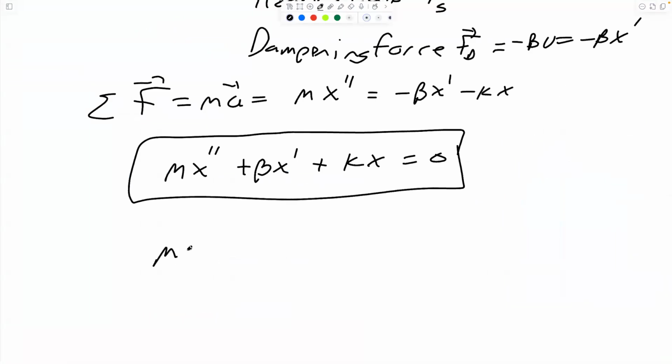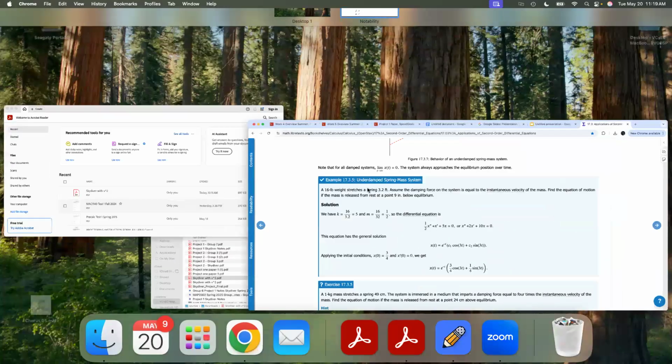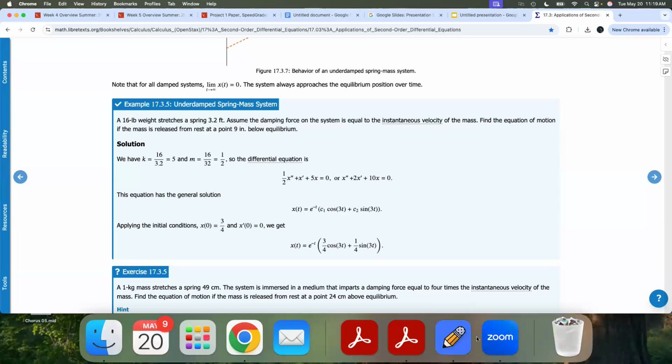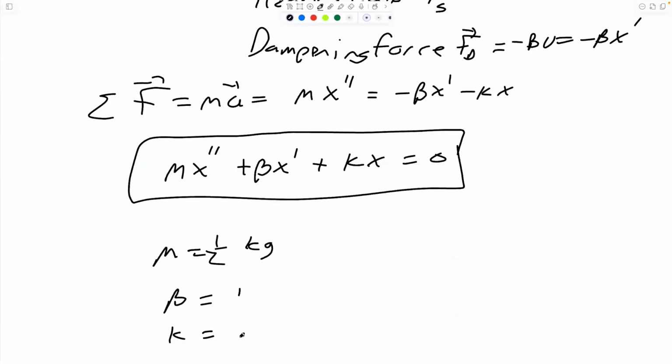Okay, so we're going to use a mass of 1/2 of a kilogram. Beta, I think, is 1 and K is 5. What were the numbers again? 1 and 5. Yes. This is newtons per meter. I can never remember. I got to think about what units beta has.